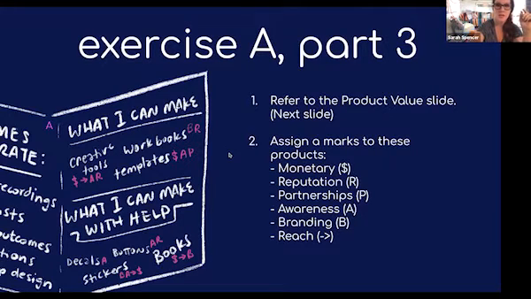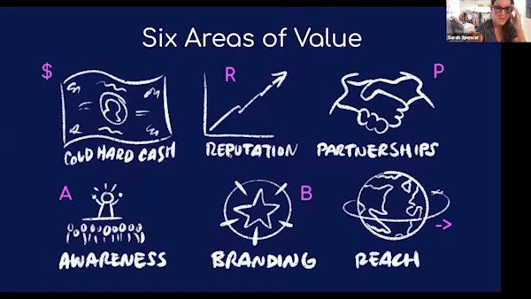So I'm going to go to the next slide. Next to your word, so if your word is workbooks, for instance, assign 1 to 6, any number of these. If all 6 apply, draw the dollar sign, an R, a P, an A, a B, and an arrow. If nothing applies, then don't force it. That's an indicator to you that maybe this is a product that isn't for you. I'll give you another minute to go through and assign these symbols and letters to the things you can make and the things you need help with.